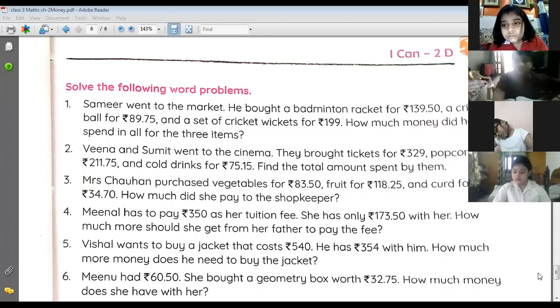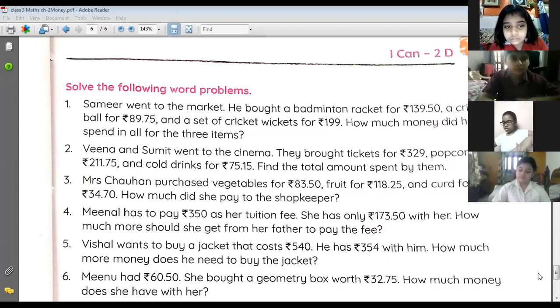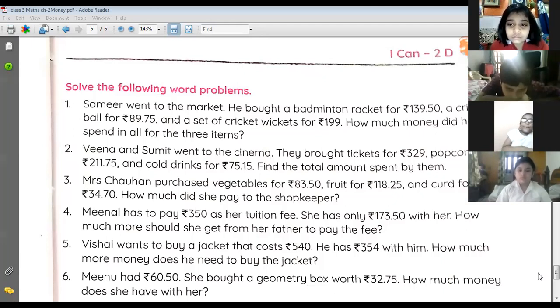Okay, Shivansh, and similarly for the third statement, what will you write in the third statement? Yes. Ma'am, cost of set of cricket wickets. Exactly. So simply what you can say, the cost of cricket wickets is equal to rupees 199. Okay, and to find out the total amount, at the last in the statement, what are you going to write down? Total cost or total money spent. You can write like this, total money spent. So this is the way to write down the statement.